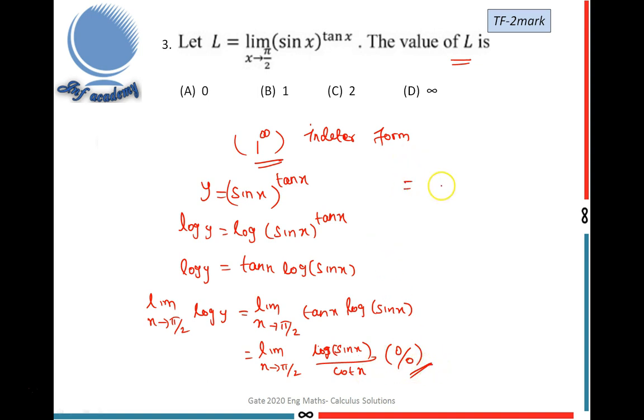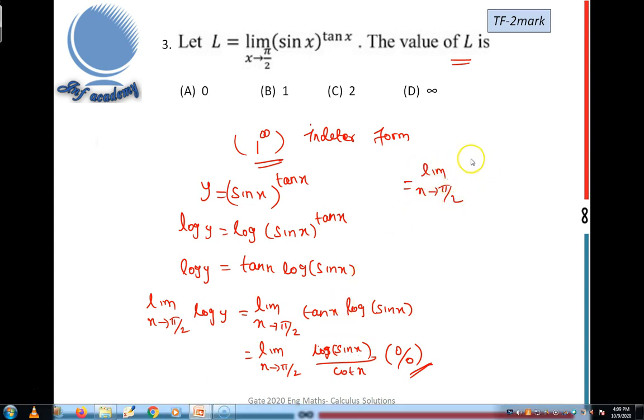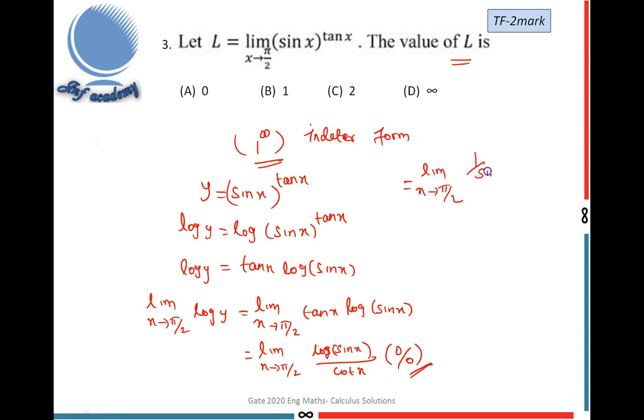In that case, I use L'Hospital rule. L'Hospital rule says the limit of the quotient is equal to the limit of the quotient of derivatives. That means limit x tends to pi by 2: the differentiation of log sin x is 1 by sin x times cos x, and the differentiation of the denominator cot x is minus cosecant square x.